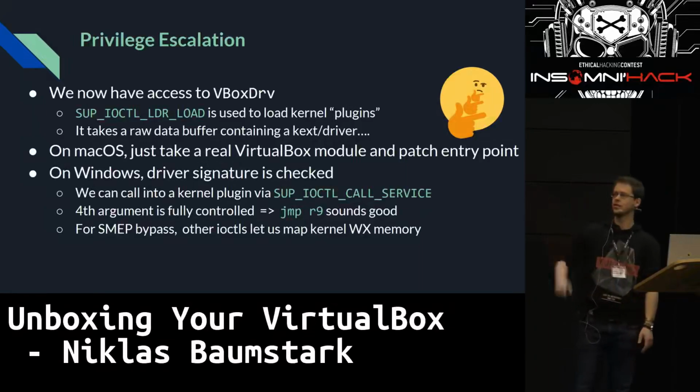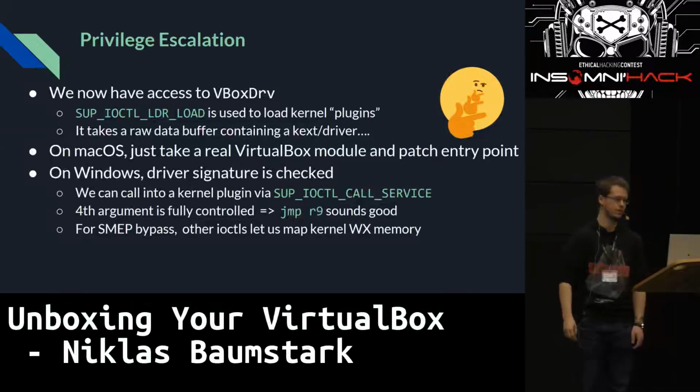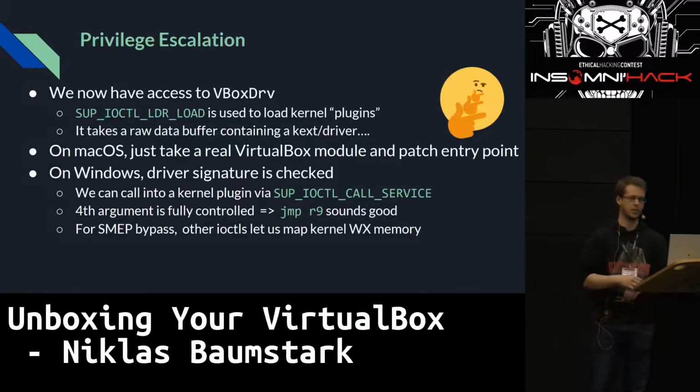So we just need to find a gadget that jumps to that register, and there are plenty of those. R9 is where the 4th argument will end up being stored. So we just specify this jump R9 gadget as the function that we want to call, and we immediately get control over the RIP register, the program counter.